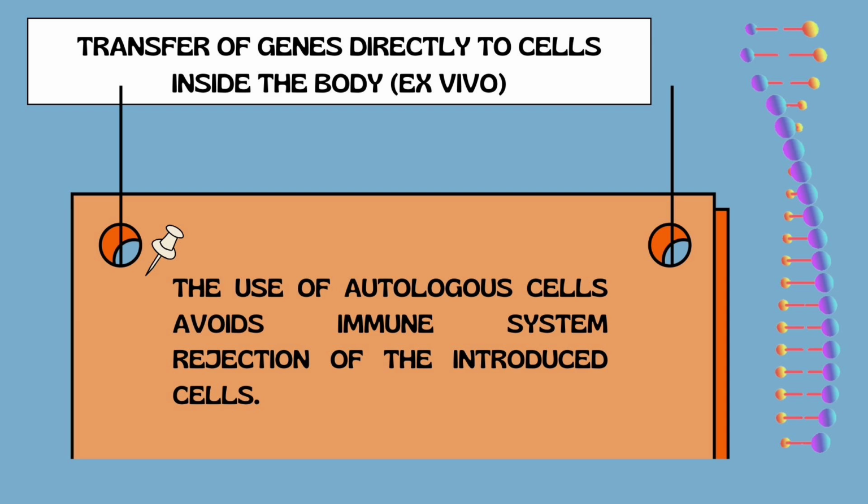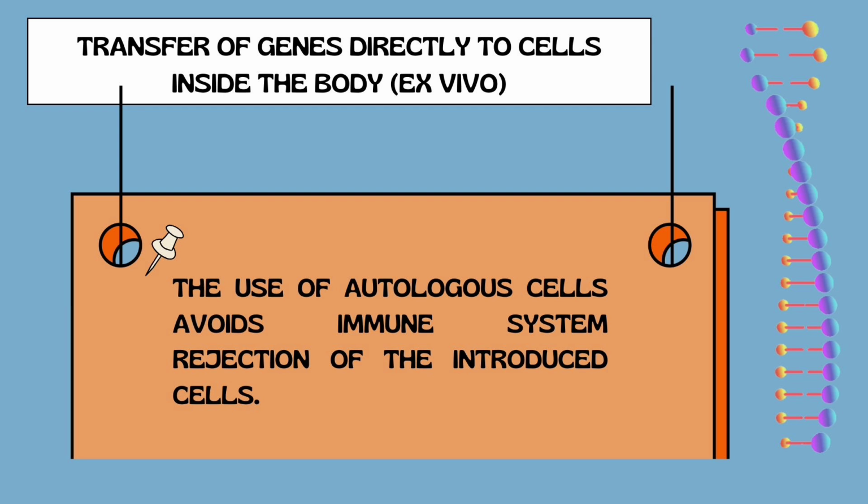Using autologous cells, which are cells taken from the same individual, eliminates the risk of the immune system rejecting the introduced cells. This is because the body recognizes its own cells and does not mount an immune response against them. This approach is particularly beneficial in gene therapy, where cells are modified and reintroduced to treat diseases.